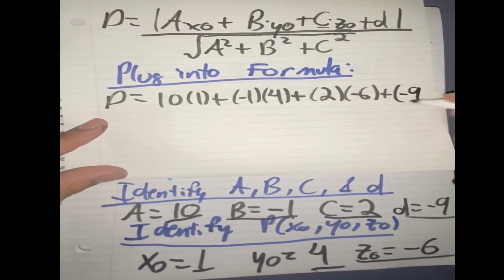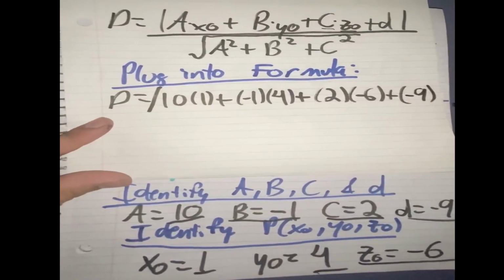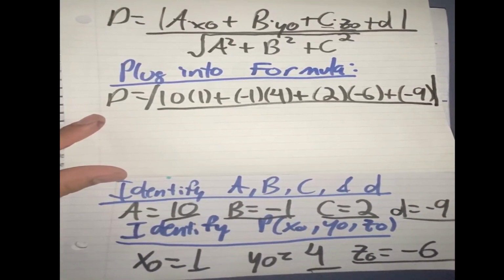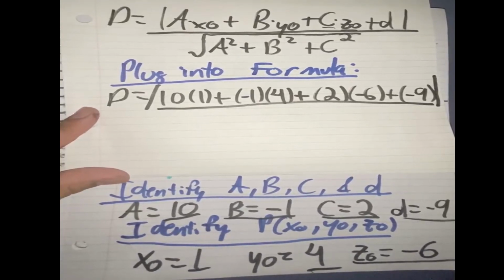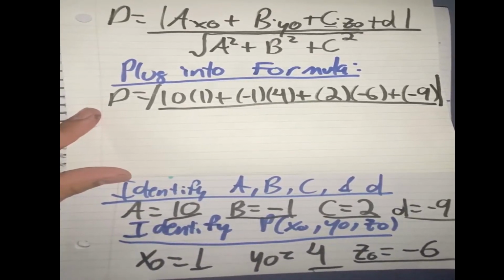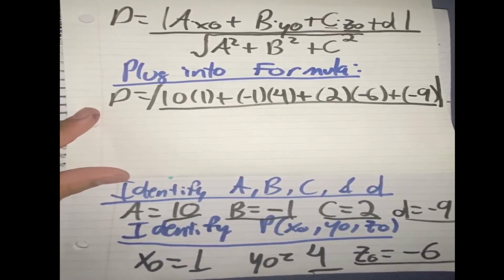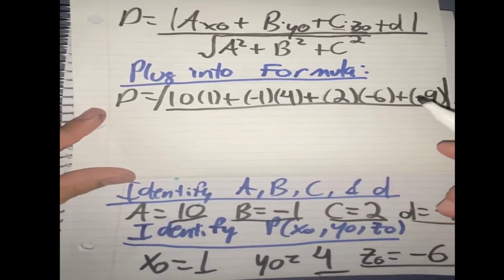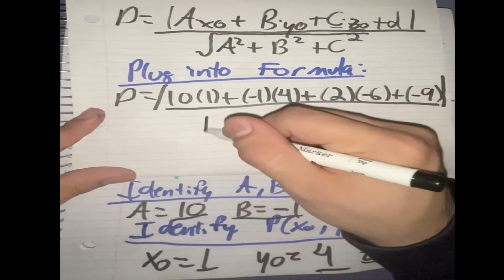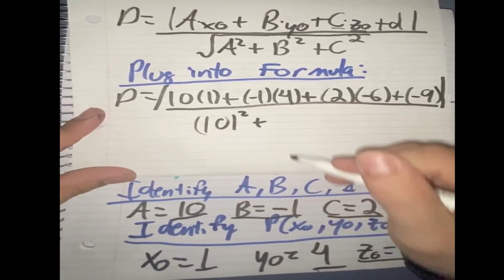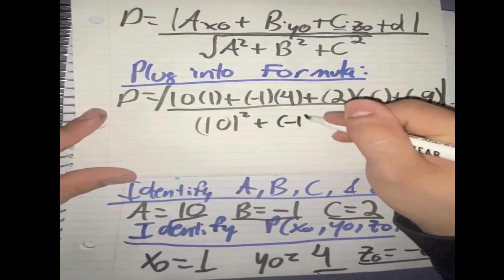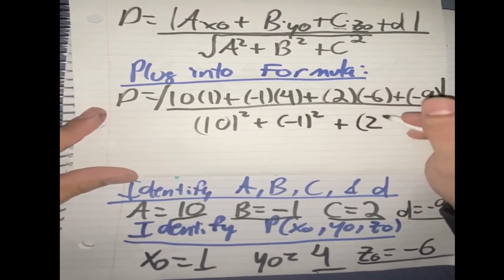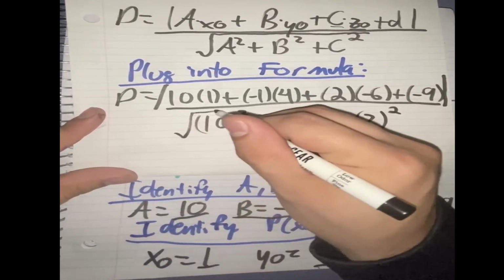So in all this, I put absolute value so that our distance can only be positive. It cannot be negative distance. Negative distance just means it's the same distance, a positive distance in the opposite direction. So now we plug in the denominator. So a squared plus b squared plus c squared. So our a squared is 10 squared, plus our b squared is minus 1 squared, and our c is 2 squared. And then we plug this all inside a square root.